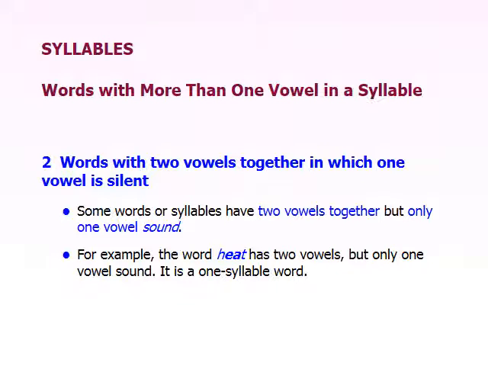The second rule says that words with 2 vowels together in which 1 vowel is silent. So some words or syllables have 2 vowels together but only 1 vowel sound. We talked about this with sunscreen before, where you had EE but you only pronounce 1 E. So in this example we have heat, where we only pronounce the long E but the second one is silent. So even though there are 2 vowels written, there's only 1 vowel sound, so it's only 1 syllable.